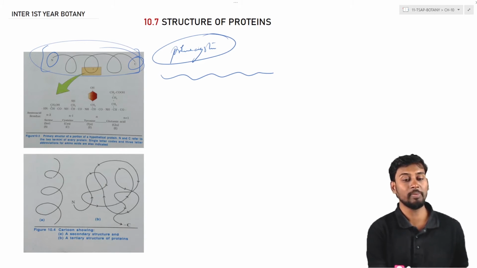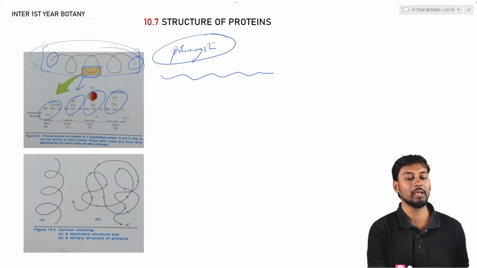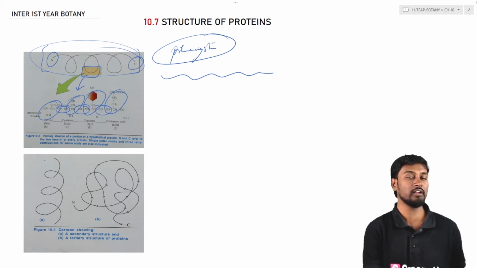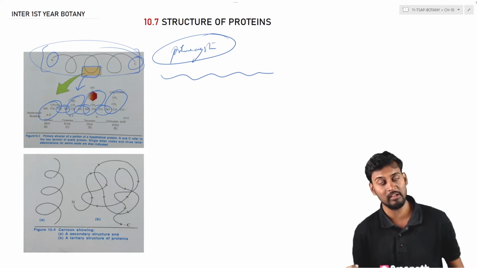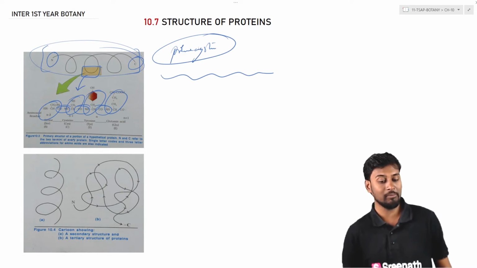So here, if you take this particular segment and observe it, we can see that these are the amino acids which are joined together by means of this peptide bond. So this is the peptide bond which we are circling here, the one which is joining the different amino acids together and forming a primary structure.